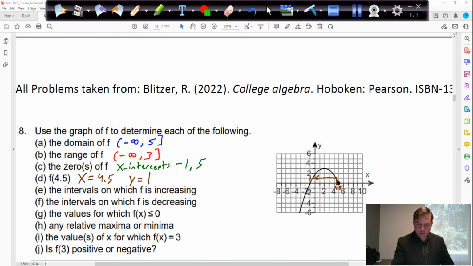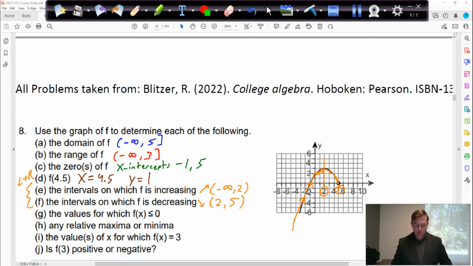Okay, the intervals of increasing or decreasing. So again, we have to do this left to right. Increasing looks like this, decreasing looks like that. Notice, as I'm moving left to right, I'm going up, up, up, and then right there I flatten out. The x value for that spot is 2. So it's increasing from -infinity to 2. And then it's going to decrease, decrease, decrease until this spot right here, which is 5. So it's only going to decrease from 2 to 5.